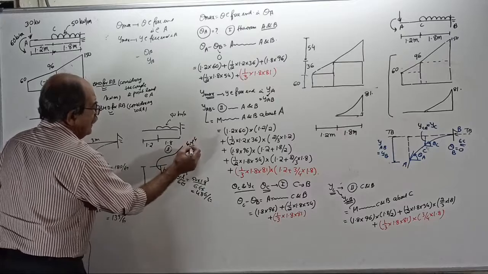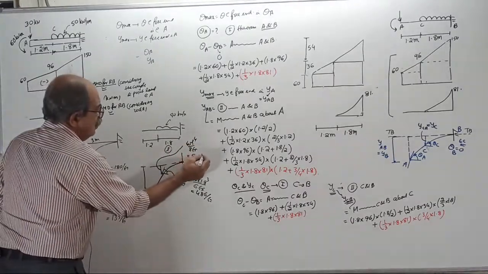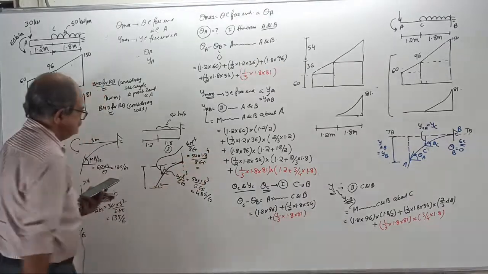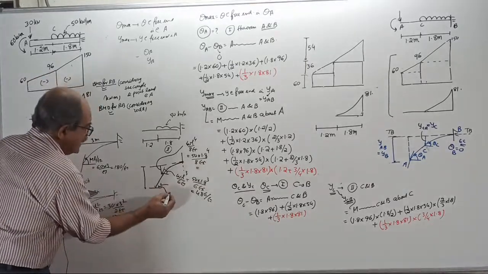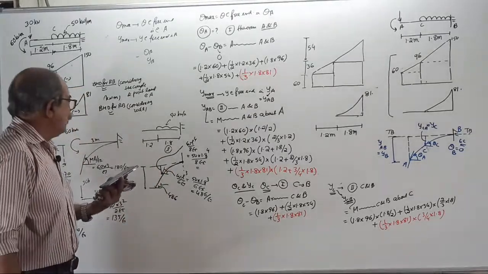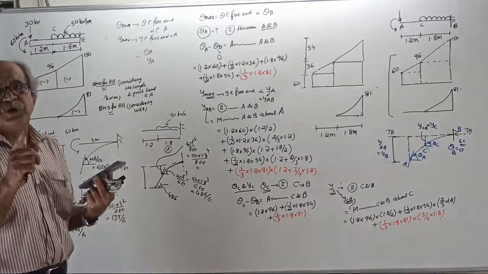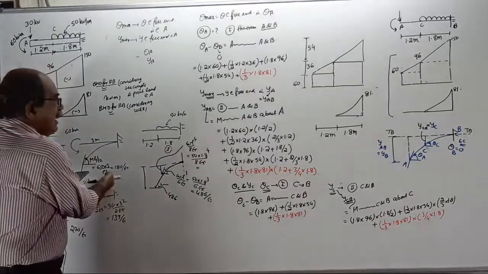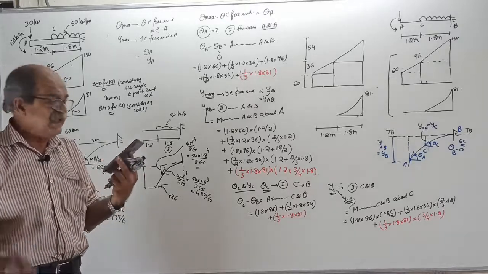WL power 4 by 8 EI, where L is 1.8. So 50 into 1.8 power 4 by 8 EI. Tell the answer. By chance, if you give any one value wrong, the answer will not tally. I cannot come back here again, I can only tell you that something is wrong when you give the answer.